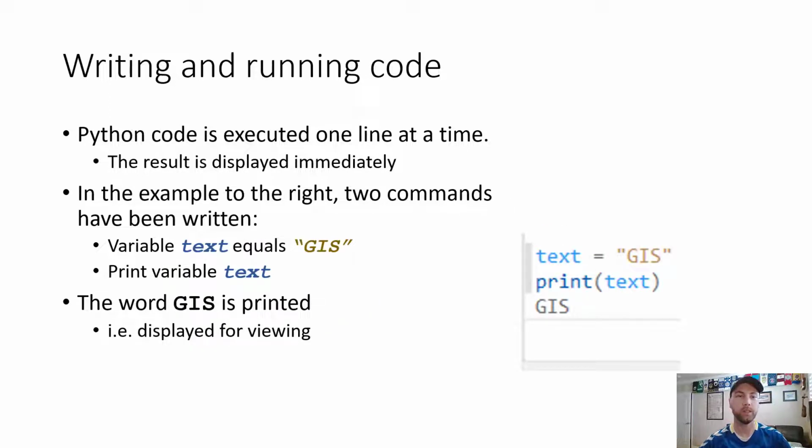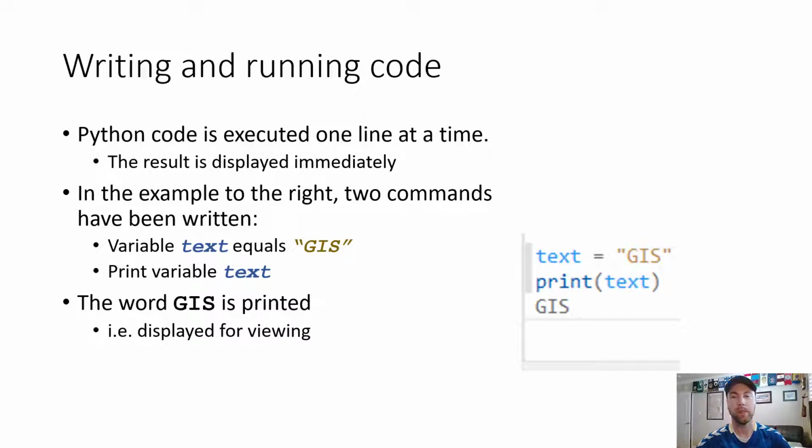In this case here, the example has 2 commands. It's working with text strings. So first we have our variable, which is the word text. But again, in this case, your variable could be anything. It could be X, it could be Y, it could be geographic information systems. It doesn't matter. You're essentially defining a variable, and the variable can be anything. So in this case, text equals open quote, GIS, close quote.